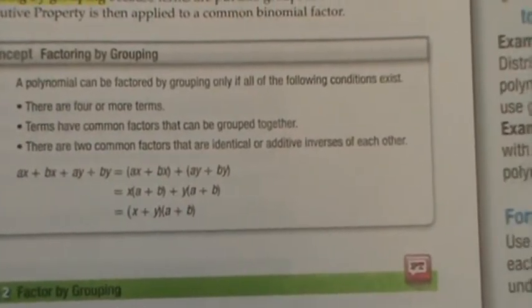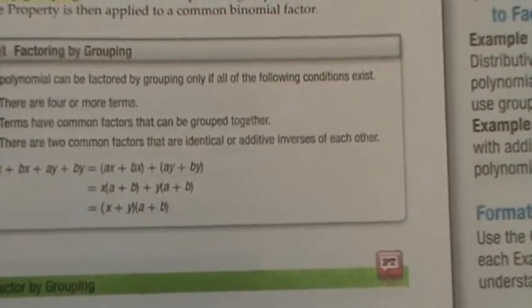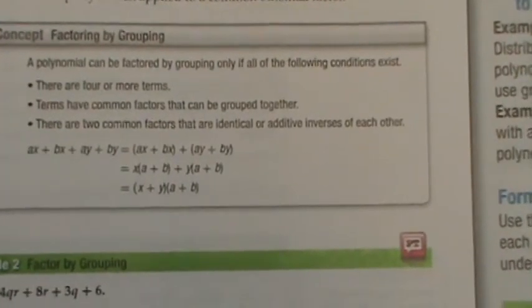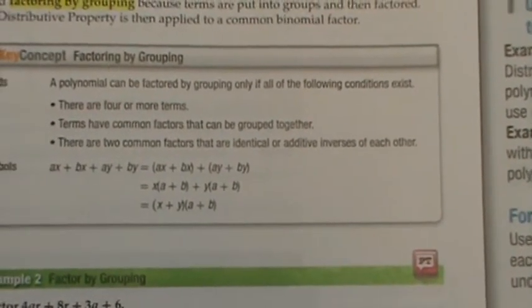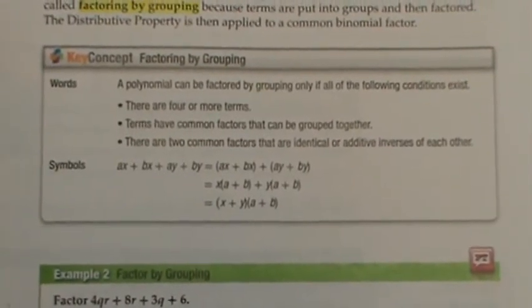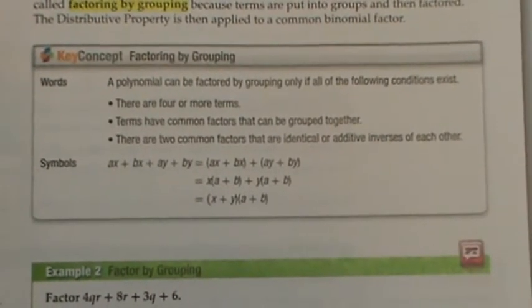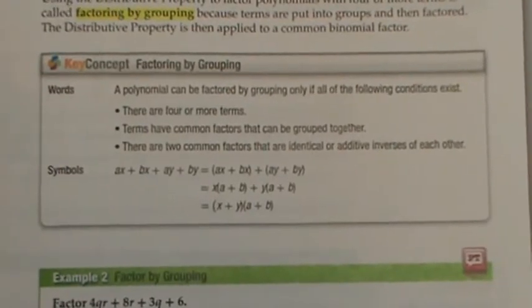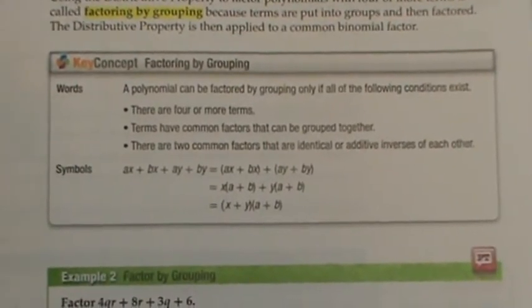Next, I'm going to show you an example for factoring by grouping. This key concept is on page 495 of your textbook. So if you don't have time to get it now, make sure you go back and look at that and get it sometime in your notes.